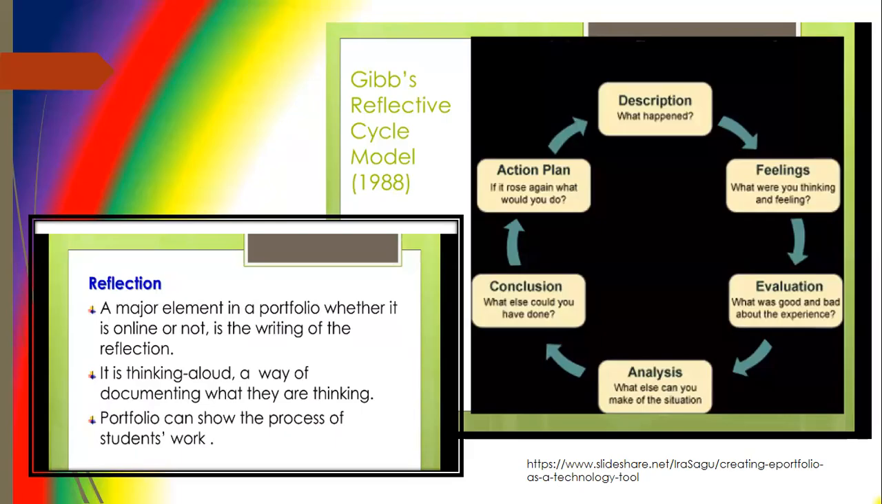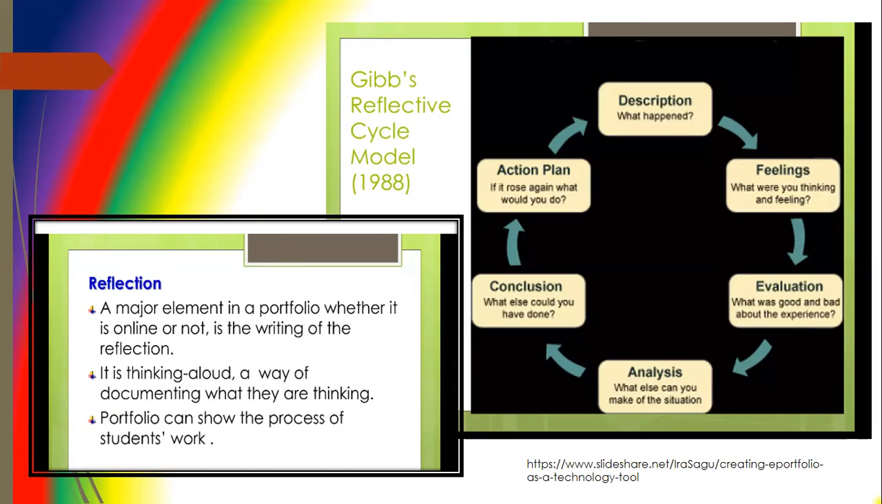The next is analysis. Okay, it answers what else can you make of the situation. So we need to analyze what can we probably do to address it. And of course, we need to have our conclusion as the next step. Okay, it answers what else could you have done. So if you're going to have a conclusion, supposing you have 3 mistakes in a midterm exam, if you're going to reflect, probably those 3 mistakes will become perfect.